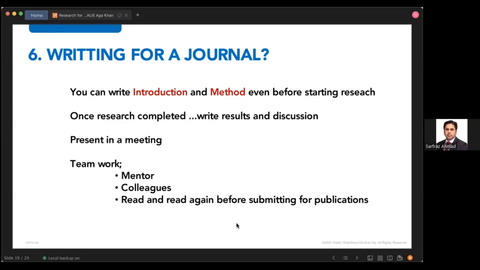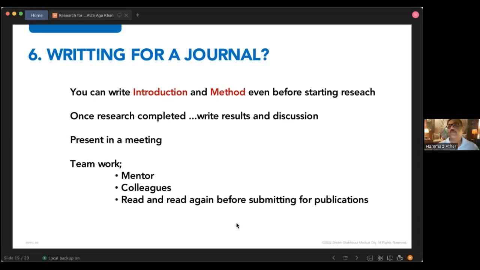Writing for a journal takes a few months. You cannot write overnight. You have to go through your writing, get feedback from your mentors, and keep writing. I'll come to how you can improve your writing skill in the next few slides. But I think this process can start at the start. Don't wait for the study to finish. Start writing at the start of your research project, especially the introduction and methodology.